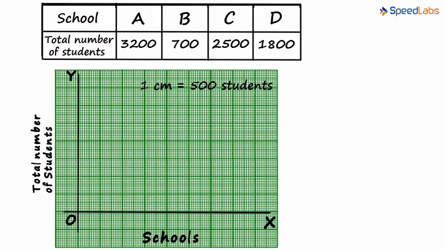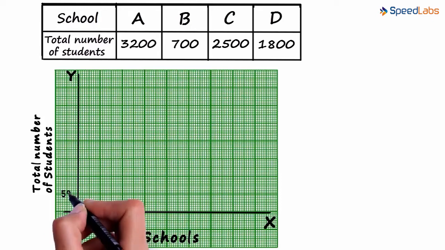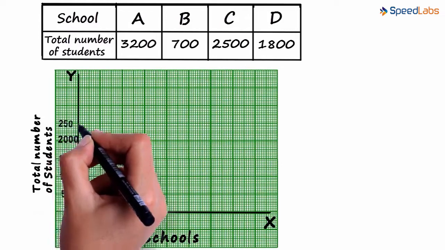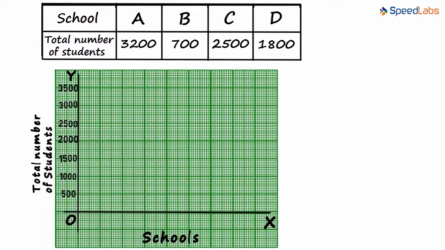What if we choose 1 centimeter as 500 students on the y-axis? If we do that, we will need just 7 multiples of 500 to cover this range. So let's mark multiples of 500 on the y-axis. 500, 1,000, 1,500, 2,000, 2,500, 3,000 and 3,500. These values should cover all the individual values mentioned in the table. And we write the names of schools on the x-axis. A, B, C and D.